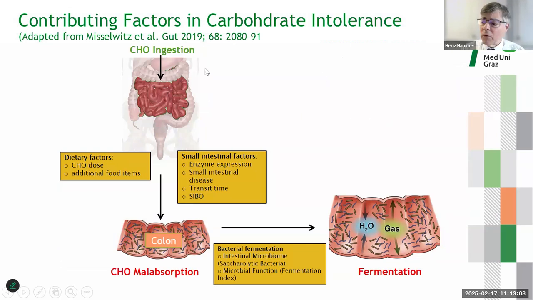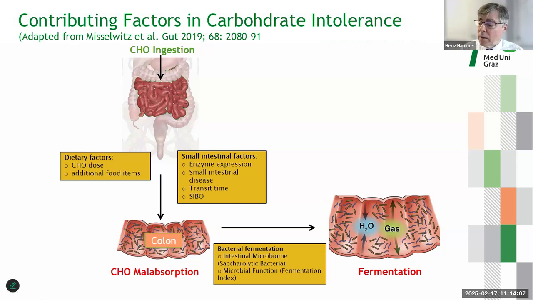So there is a large number of contributing factors in carbohydrate intolerance. It is the carbohydrate dose, and it is additional food items which play a role. Ingested carbohydrates which arrive in the small bowel are then related to small intestinal factors: enzyme expression, small intestinal disease, transit time, or small intestinal bacterial overgrowth, the presence of which may result in carbohydrate malabsorption. Carbohydrates reaching the colon are then fermented bacterially, so the intestinal microbiome and microbial function play a role. Fermentation ultimately results in gas accumulating in the colon and water being drawn into the colon.